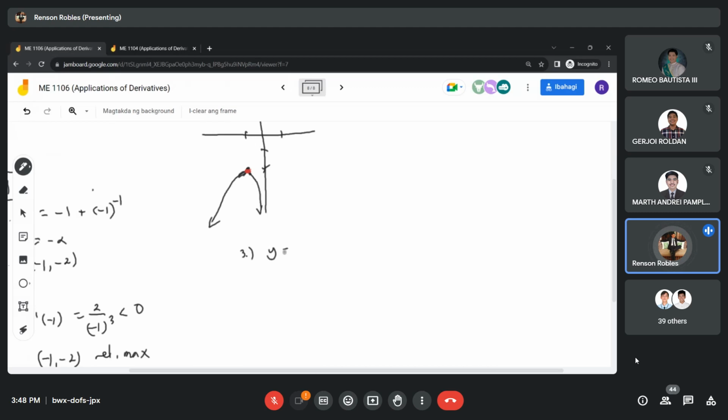You have y equals x squared minus 4x minus 1. Find the minimum, relative maximum, and point of inflection, whichever is applicable. Okay, you do this on your set.